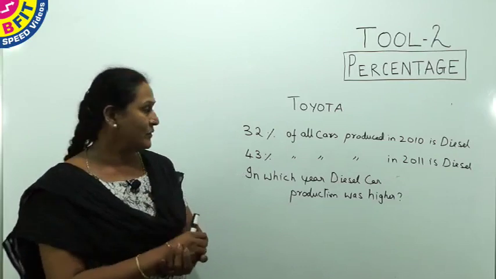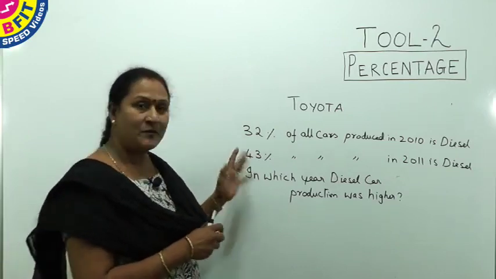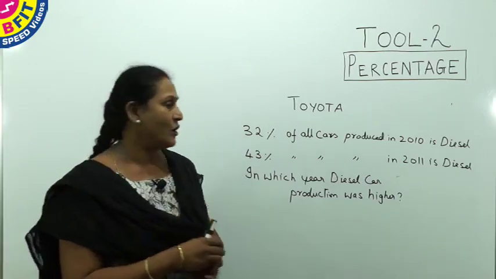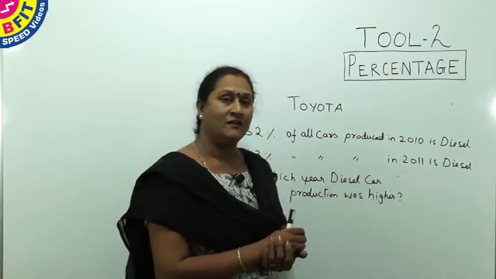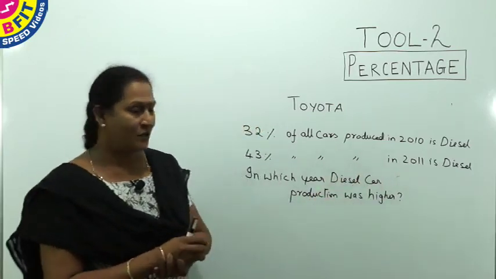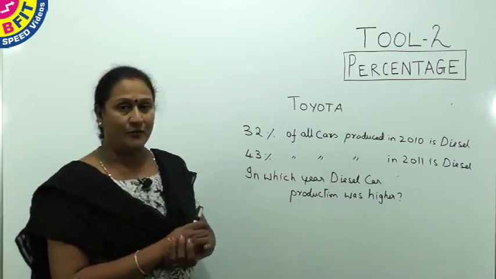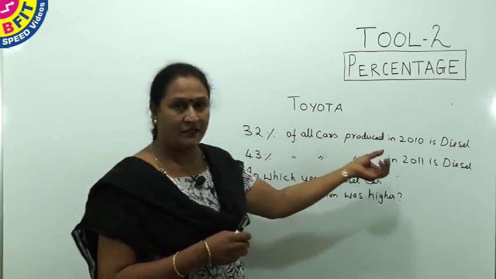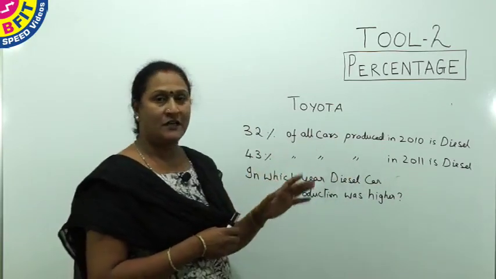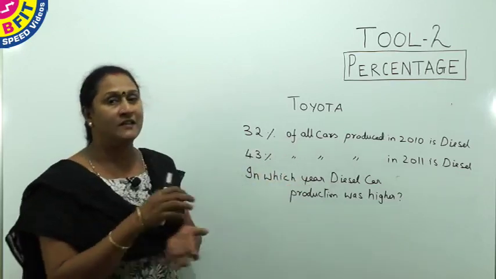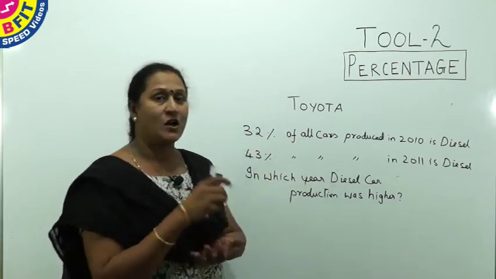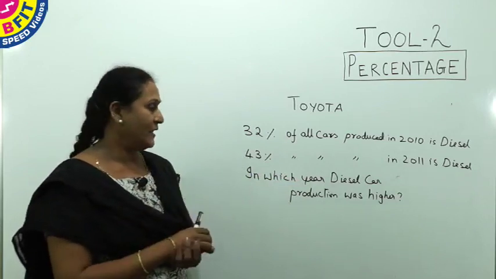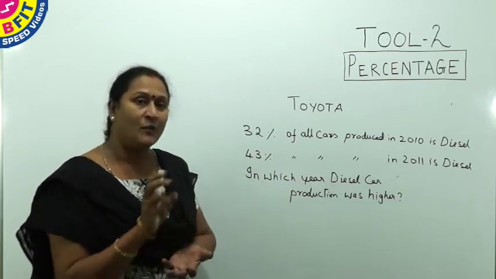So what will you do? We will see that 43% is higher and go for the option 2011. But this is wrong because the base is not known. In 2010 it is 32%, in 2011 it is 43%. Only the percentage is given and the base is not given. So without knowing the base, the answer will be cannot be determined.